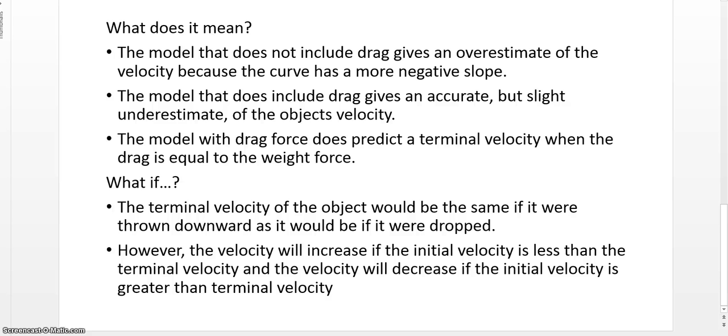So what if? The terminal velocity of the object would be the same if it were thrown downward as it would be if it were dropped. However, the velocity will increase if this initial velocity is less than the terminal velocity, but the velocity will decrease if the initial velocity is greater than the terminal velocity.